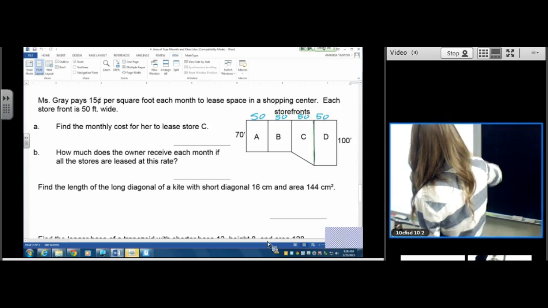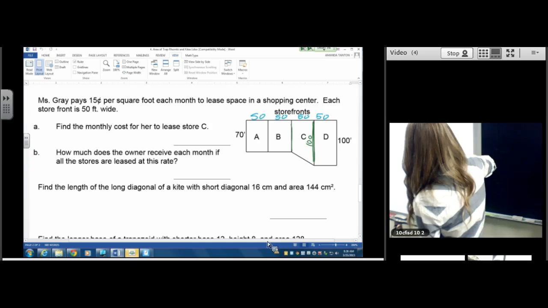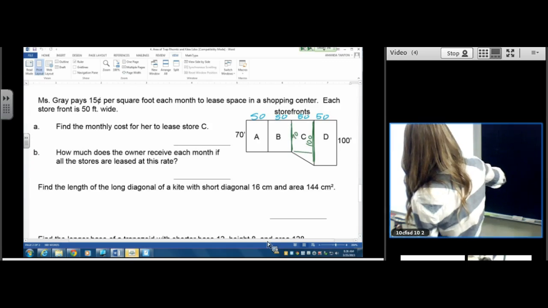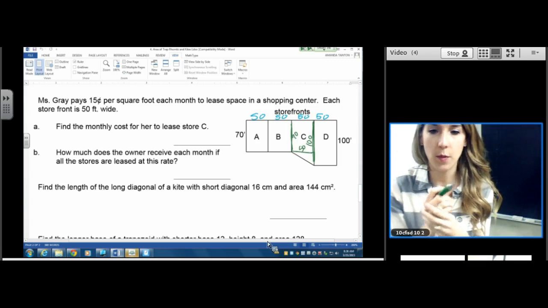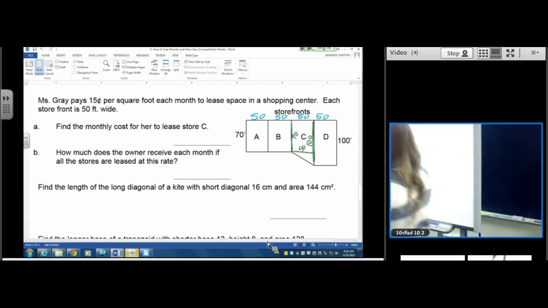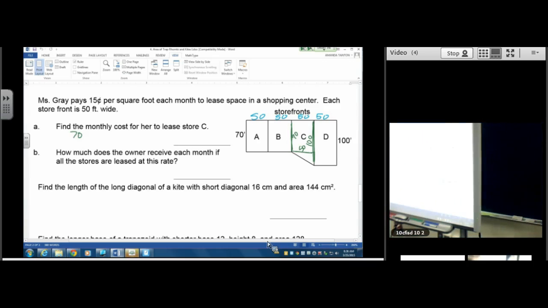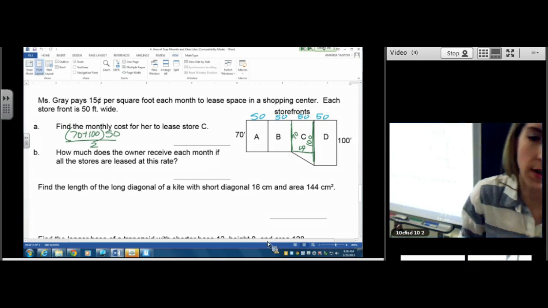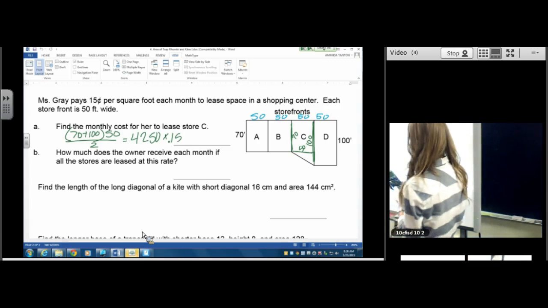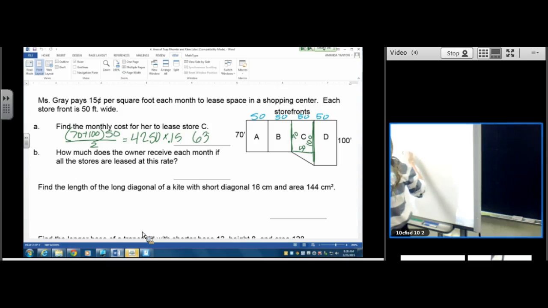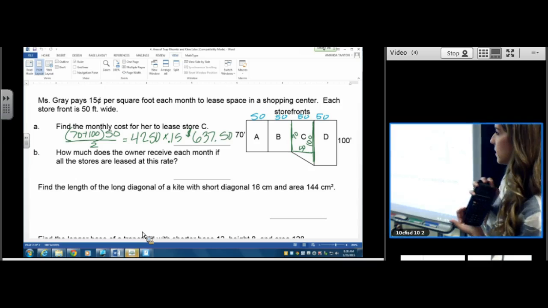Okay, so how do you find the area of a trapezoid? Well, base 1 plus base 2 times the height divided by 2. So you had to turn your head sideways to find the bases. They're the ones that are parallel to each other. Okay, so base 1 plus base 2 times the height, which is 50, divided by 2. So 170 plus 50 divided by 2, times 0.15. $637.50 to rent out store C.